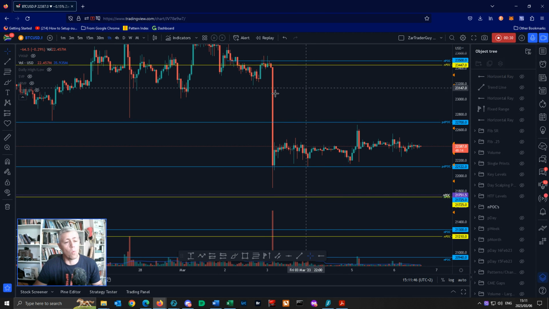One of the scenarios that I was looking at was a possible swing failure pattern of these lows at the $22,700 area. But I did say that if we go straight through that area and we lose the area, that we would look at the $22,100 area.